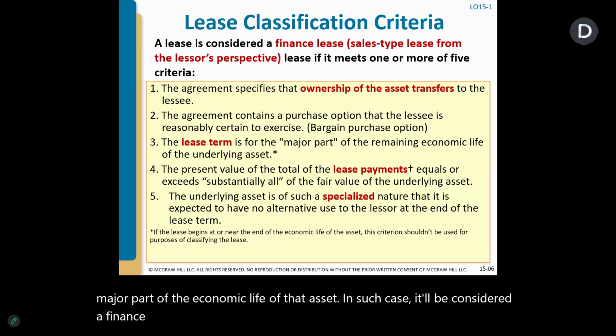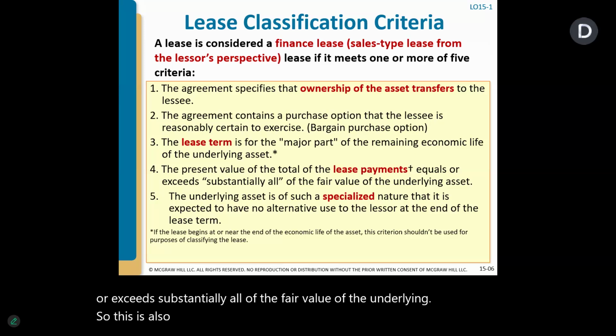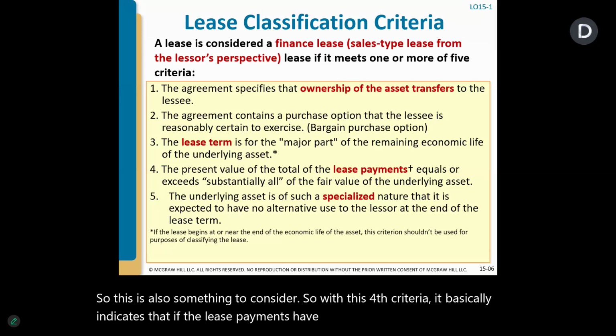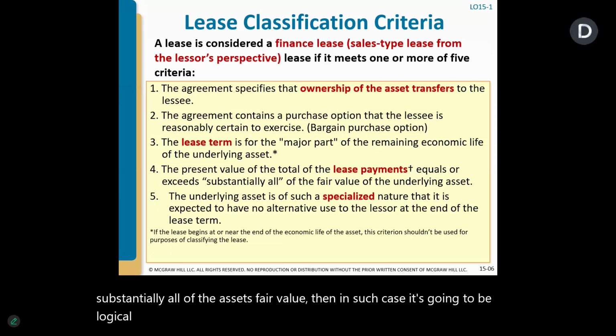Four states the present value of the total lease payments equals or exceeds substantially all of the fair value of the underlying asset. This is also something to consider. This fourth criterion indicates that if the lease payments have a total value that represents substantially all of the asset's fair value, then it's logical to consider it equivalent to a sale of the asset. So in such a case, it's considered a finance lease.